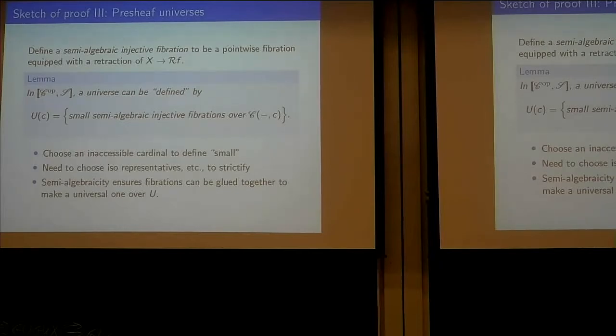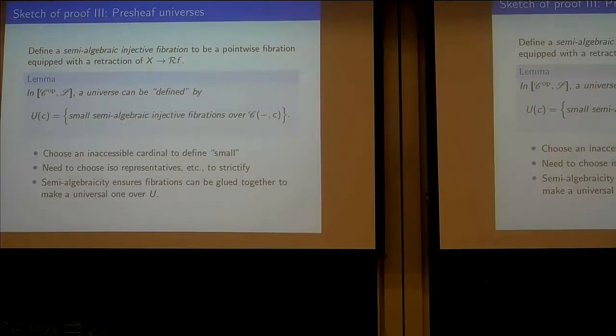And you need to muck around to make this make sense. You have to choose an inaccessible cardinal so that the fibrations are small. You have to choose sets of representatives for your isomorphism classes to make it a set, and then you strictify it somehow to make it a strict presheaf landing in sets rather than landing in groupoids or something. But I don't want to say any more about that.